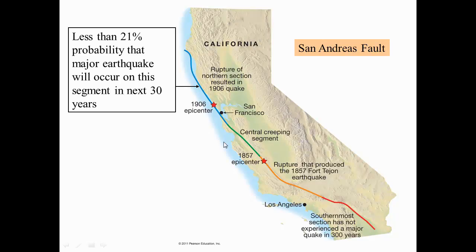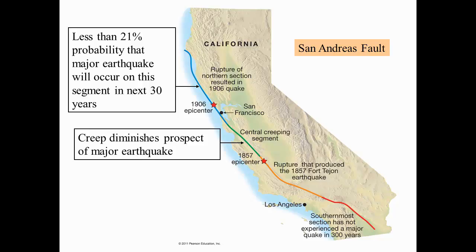So here's the simplistic version of the San Andreas Fault. And notice that we have different segments that have different color codes. The blue segment at the north was affected by the 1906 San Francisco earthquake, and that segment is presently predicted to have less than a 21% probability that a major earthquake will occur within the next 30 years. Further south, along the central segment, color-coded green, that segment is experiencing creep.